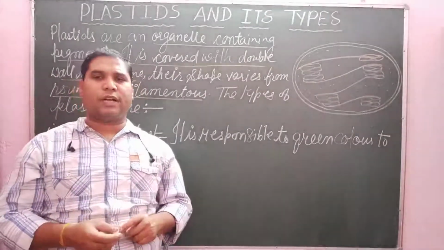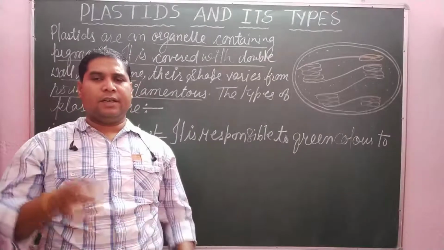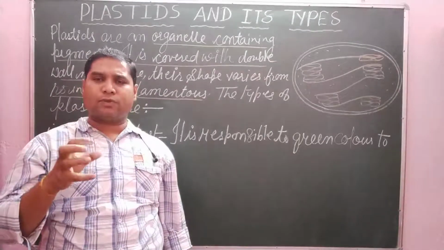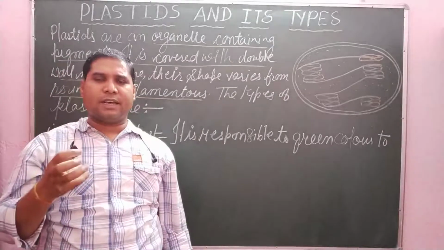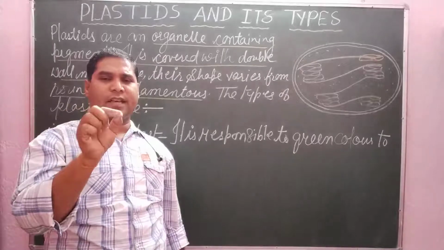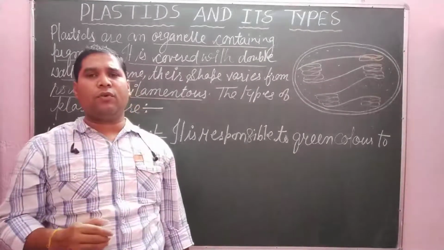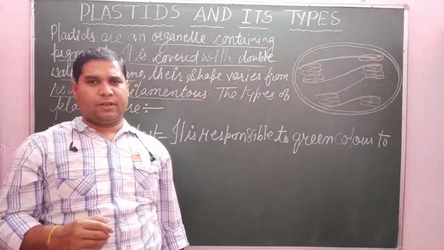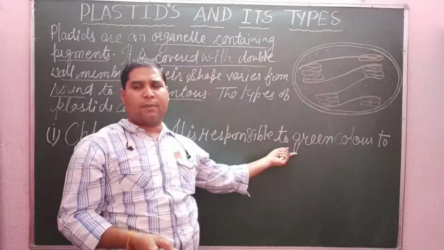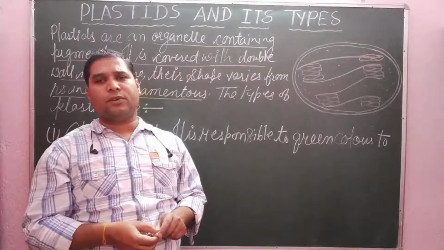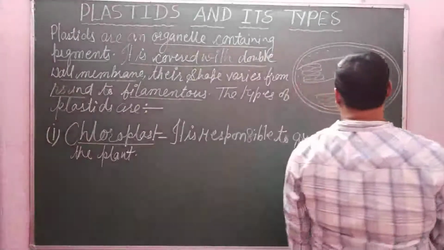Dear student, you know that, what is the function of green color? Green color helps to trap solar energy, and by this energy carbon dioxide and water convert to carbohydrate. So green color is essential to perform a chemical process known as photosynthesis. Let us know the diagram of chloroplast.